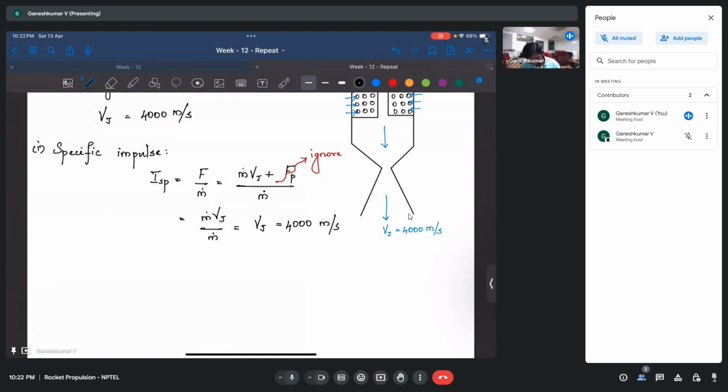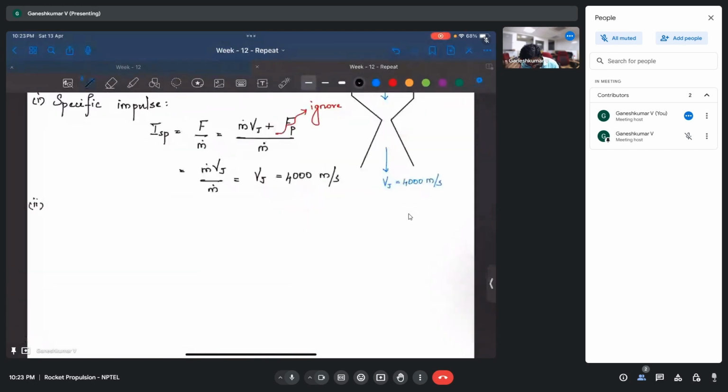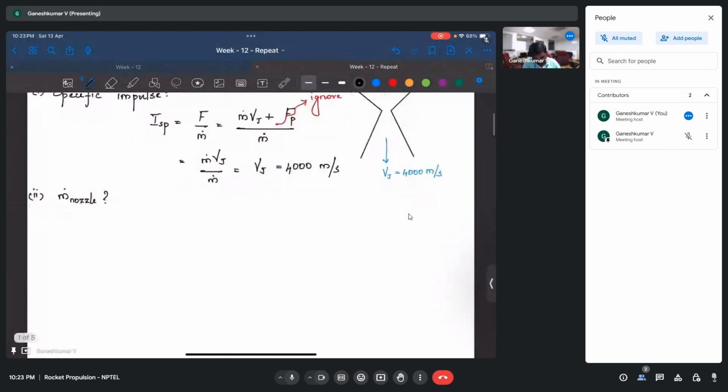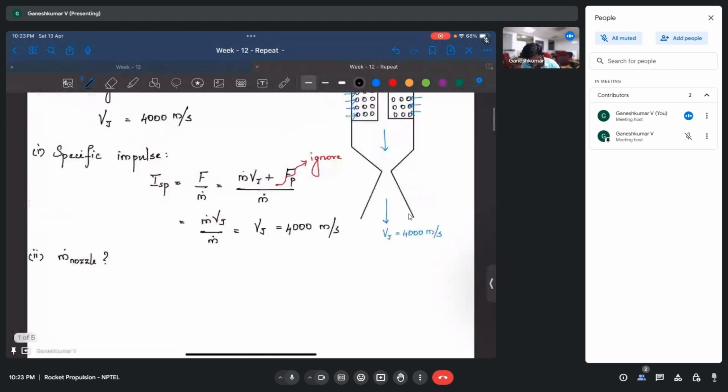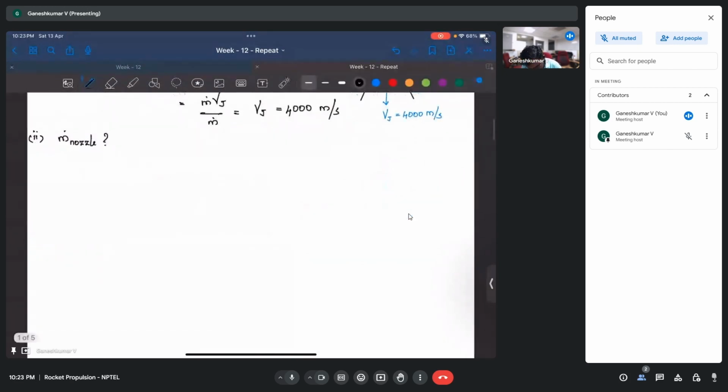Now the second question is, what is the mass flow rate through the nozzle? m dot through the nozzle is the question. To find m dot, the other information given was, assuming entire energy due to chemical reaction is converted to kinetic energy. So we may need to use this information to get the mass flow rate. How do we use it? We know that whatever heat is generated is going to get converted to the kinetic energy of the nozzle.